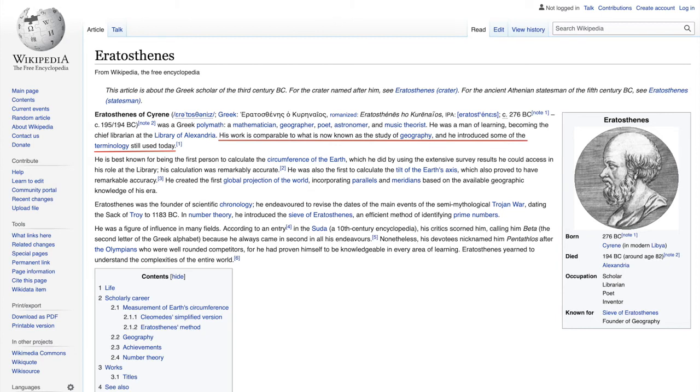His calculation was remarkably accurate. He was also the first to calculate the tilt of the Earth's axis, which also proved to be remarkable. To have remarkable accuracy. He created the first global projection of the world, incorporating parallels and meridians based on the available geographic knowledge of his era. Yeah, quite an interesting fellow. Apparently he was from Cyrene, so I looked that up. I was kind of curious.